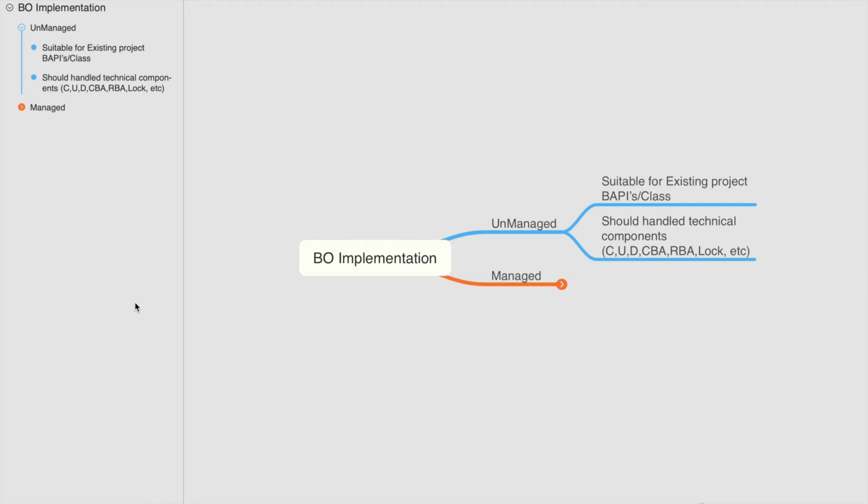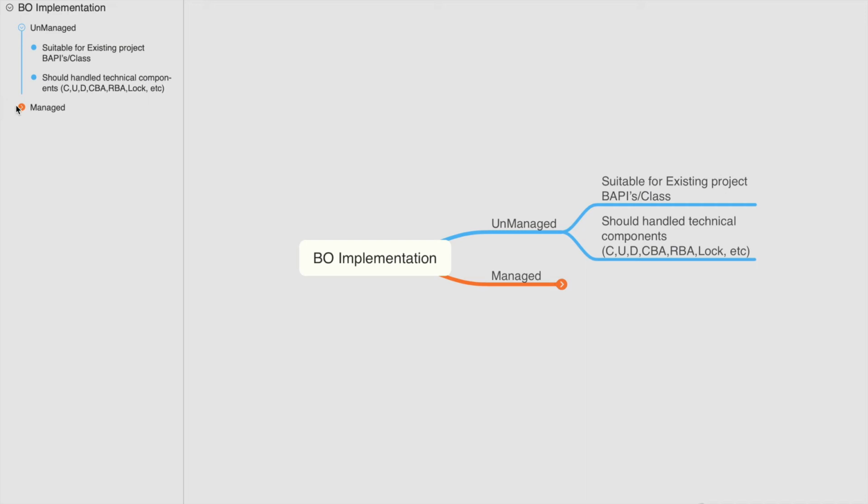And second, for the unmanaged scenario, RAP will not handle any technical related things. What I mean by technical related things is creation of the business object, update of the business object, deletion of the business object, create by association, read by association, or locking. So as an application developer, it's our responsibility to implement these technical components in our logic. Of course, we might have already written all of these in our existing logic. At the end of the day, we are going to simply reuse the same. So this is about unmanaged.